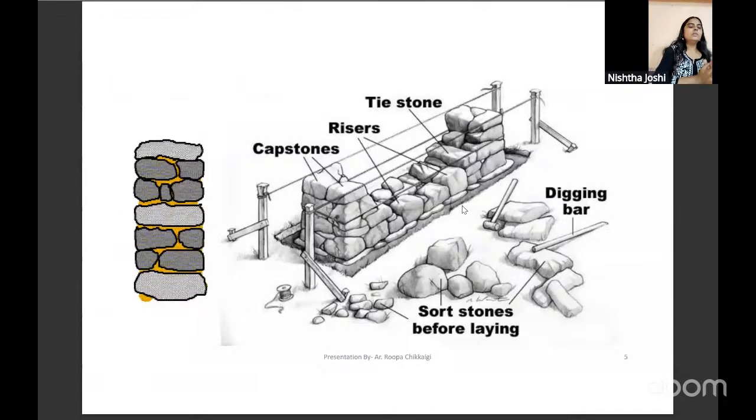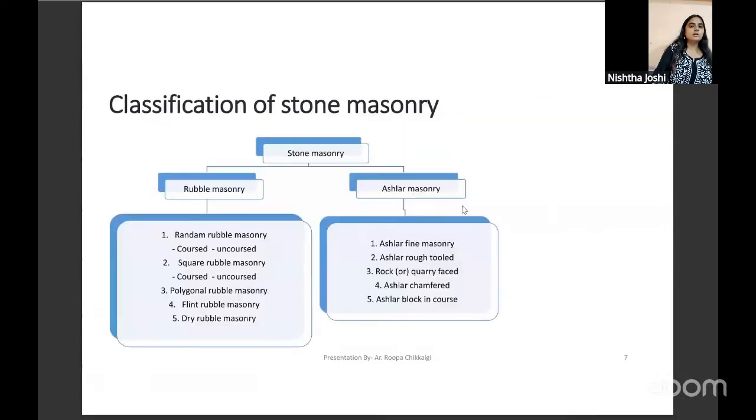Then here you can see a sketch which is telling you a little bit about stone masonry. As I told you, masonry is a common term that is used for construction that is done by either brick or stone. So here you can see stone masonry happening on site, and you can see various types of stones that are used here in this construction.